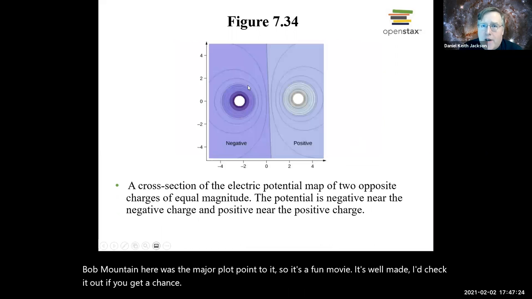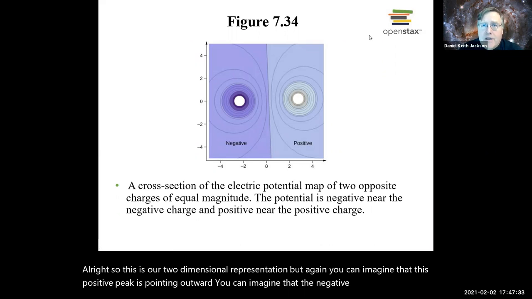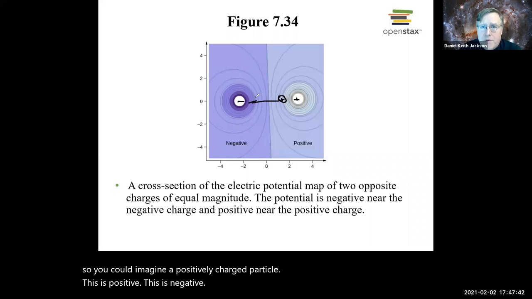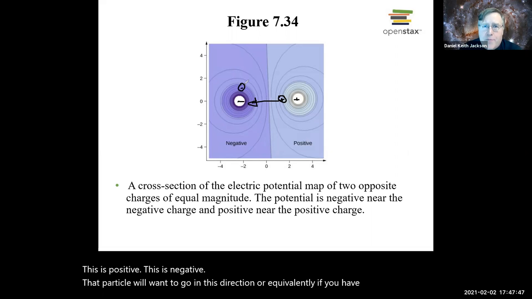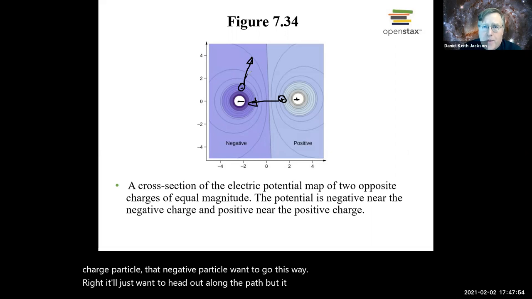All right, so this is our two-dimensional representation. But again, you can imagine that this positive peak is pointing outward. You can imagine that the negative one is pointing inward. So you can imagine a positively charged particle. If this is positive and this is negative, that particle will want to go in this direction. Or equivalently, a negatively charged particle will want to go this way, right? It'll just want to head out along the path. But given the strength of it, it will probably want to bend around and go this way.